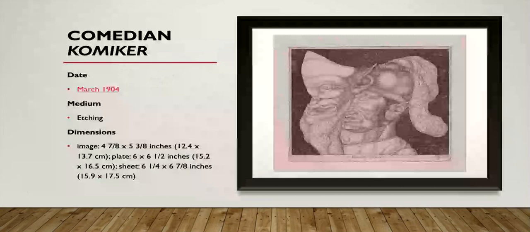The next piece of art that you're going to look at is the Comedian. This was done in March of 1904. It starts to get more of that abstract feeling. We definitely see some human figures in there, but it kind of has a creepy, odd look to it. It's an etching. And how does this one make you feel? What do you think you see in this one?